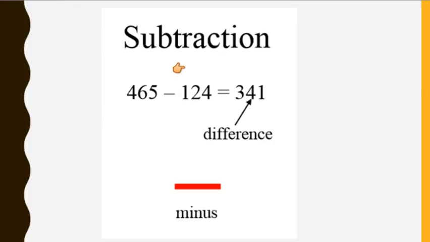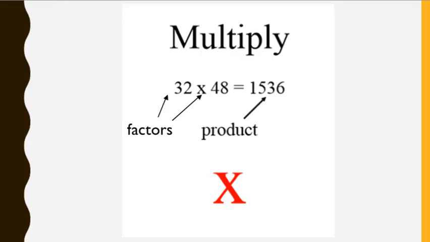When they say, what's the difference between these two numbers, that's your clue you're going to subtract. And if they say, what is the product? That is your clue that you're going to be multiplying, because that's your answer. When you multiply two numbers, your answer is the product.